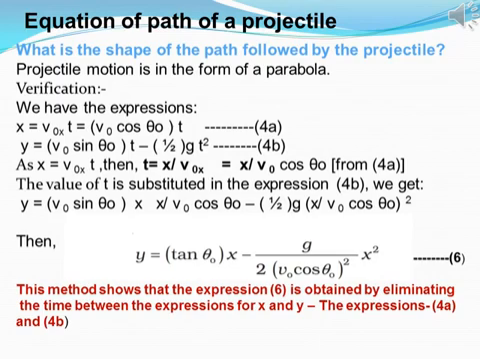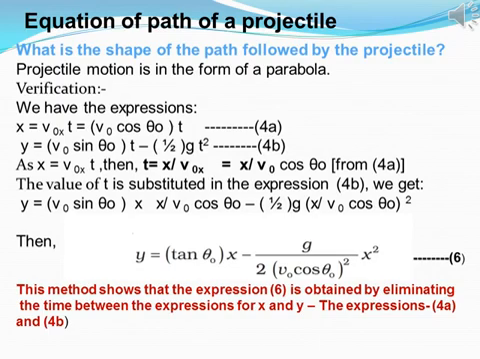As x is equal to v0x t, then t is equal to x divided by v0x, which is equal to x by v0 cos theta 0, from the expression for a. Then the value of t is substituted in the expression for b. We get y is equal to v0 sin theta 0 into x by v0 cos theta 0 minus 1 by 2 into g into x by v0 cos theta 0 whole square. Then y is equal to tan theta 0 into x minus g by 2 into v0 cos theta 0 whole square into x square, which is the expression 6.